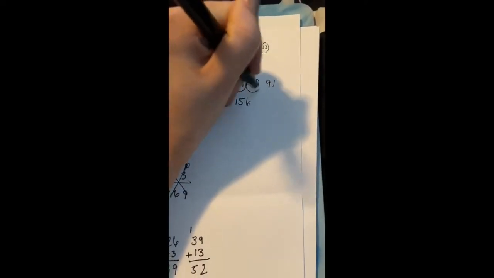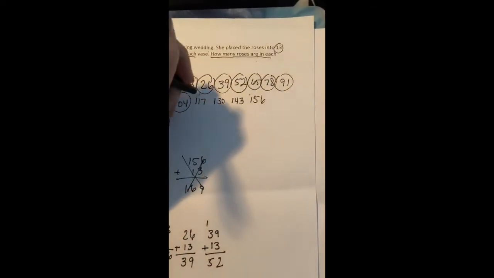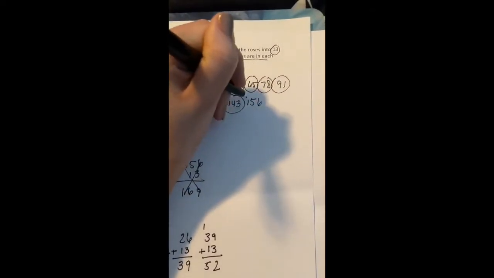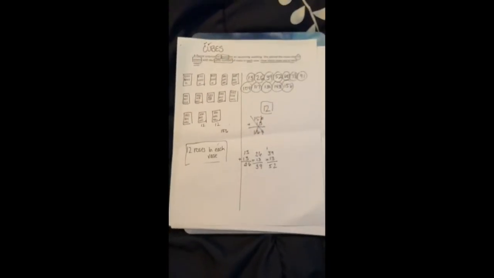Because this is like 1 vase, 2 vases, because you see there's still 13 in each of them. 3, 4, 5, 6, 7, 8, 9, 10, 11, and 12. So there are still 12 of them. So you still have your answer of the good old 12. And that is that. So those are 2 ways that you can do it. There are plenty of other ways.